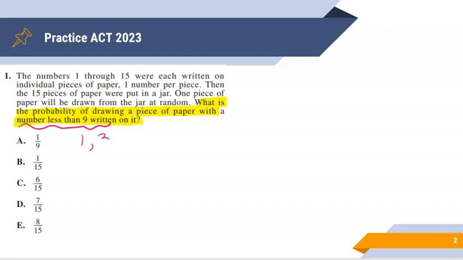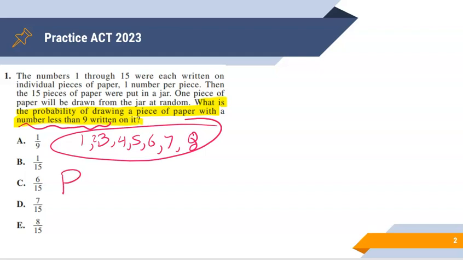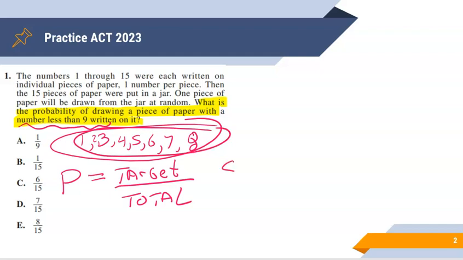So that'd be the numbers 1, 2, 3, 4, 5. Okay, there's 8 of them, right? And remember, probability is equal to the target divided by the total. And in this case, the target is 8 and the total amount is 15. So the answer should be letter E.